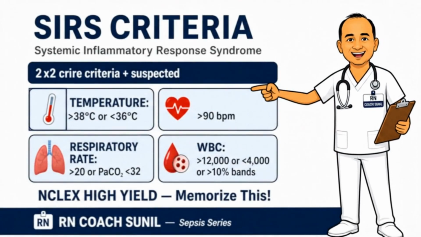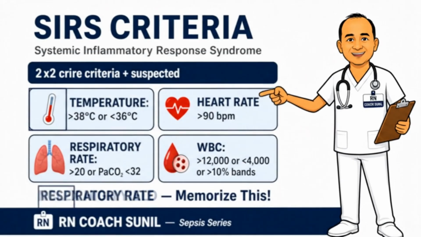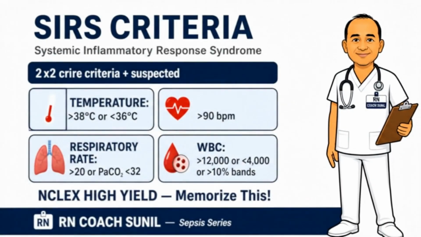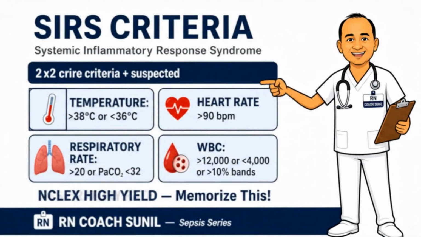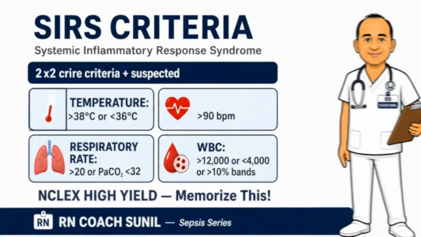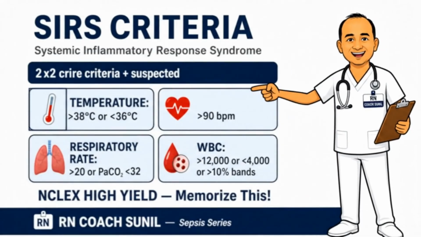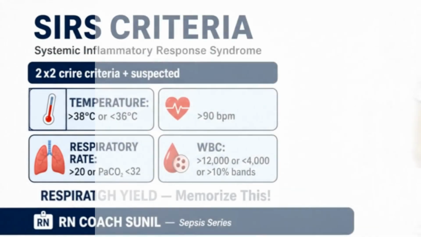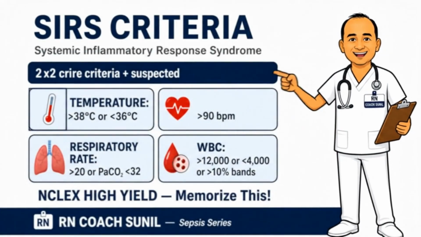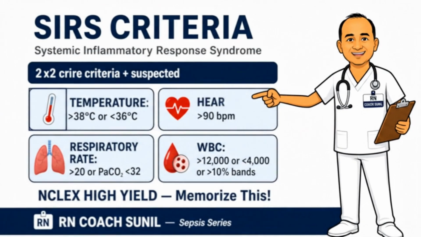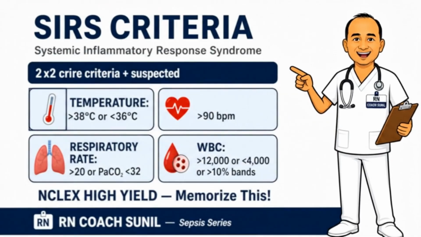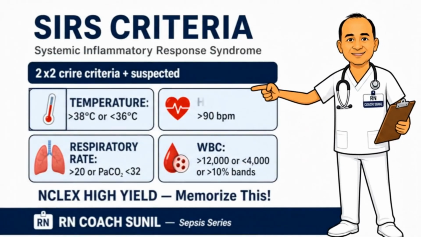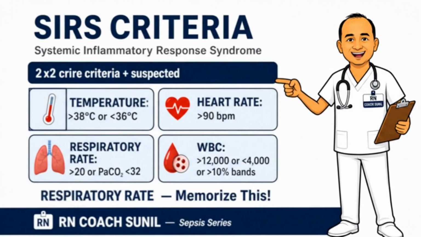You need to know the SIRS criteria. Nurses, systemic inflammatory response syndrome. Two or more of the following: temperature above 38 or below 36 Celsius, heart rate above 90 beats per minute, respiratory rate above 20 or PaCO2 below 32, white blood cell count above 12,000 or below 4,000, or more than 10% bands. Two or more criteria, plus a suspected infection, equals sepsis by older definition. Know this for your NCLEX and your clinical floor.